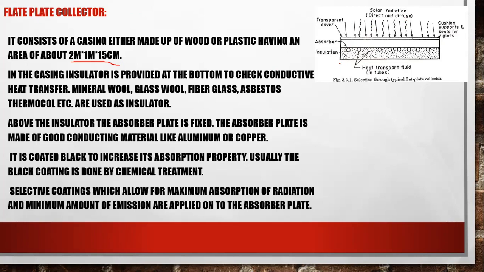Here is the solar collector with the heat transfer fluid. Here all the solar radiation is diffused and absorbed, and then here is the transparent cover. Here it will absorb all the heat, and insulation will be done here. The casing supports the seat for the glass; here it will support the glass. Here the heat energy will be absorbed, and it will move down into the insulation.